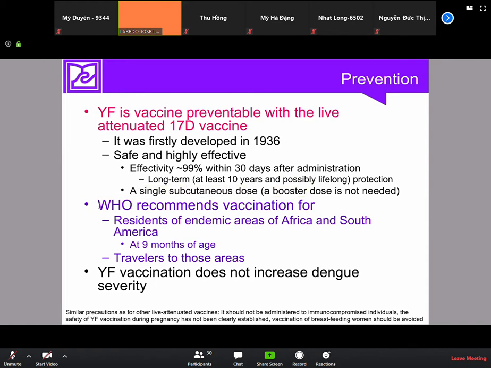So currently, the World Health Organization recommends the vaccination for all the people that are living in endemic areas of South Africa and South America. All people, also for travelers. So, if you want to travel to these places of Africa and South America, you need to vaccinate yourself. If not, you cannot enter in these countries and you cannot come back to Vietnam. So this vaccine is recommended for endemic areas.